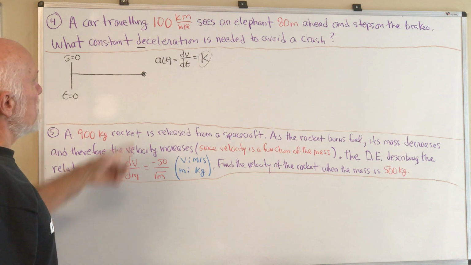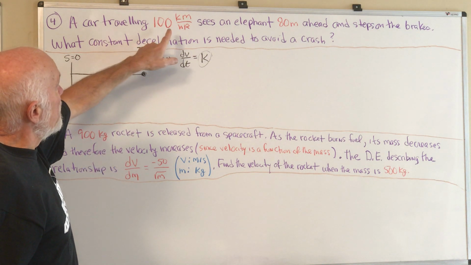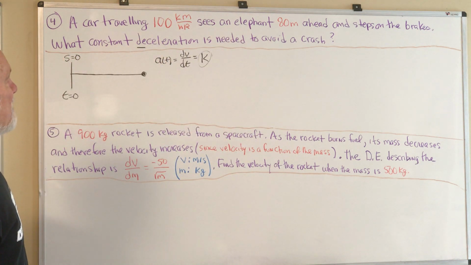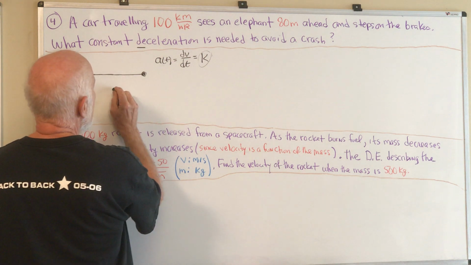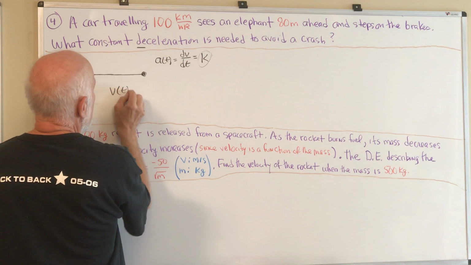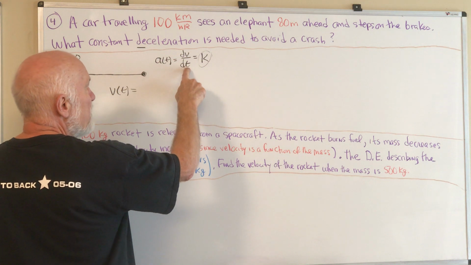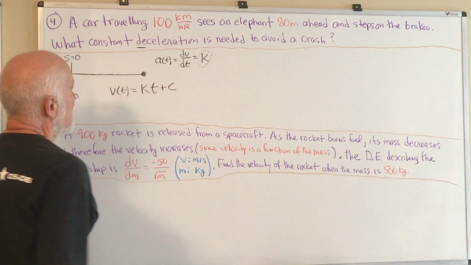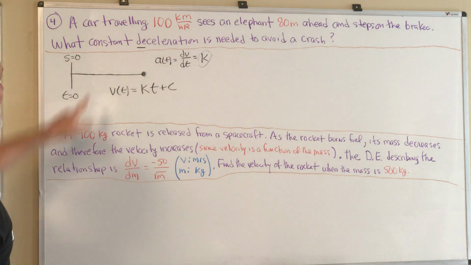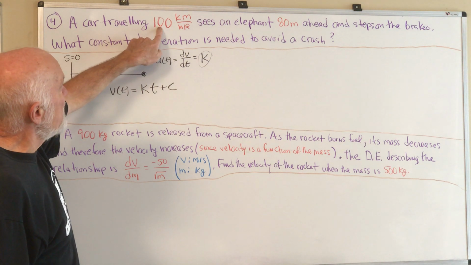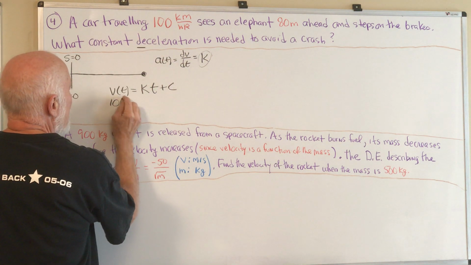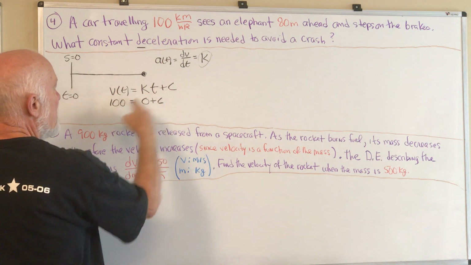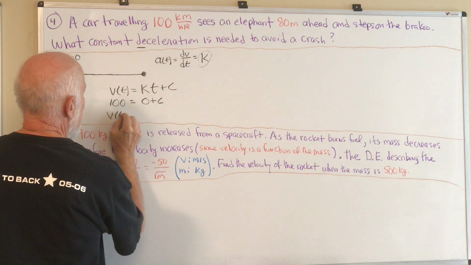But we don't have any information about the acceleration. We have something about velocities and positions of the vehicle. So let's work backwards. What's the velocity going to be? The antiderivative of dv dt would be kt plus c. And what do we know about the velocity? At time 0, when you first see the elephant, your velocity is 100. And that's at time 0. So c turns out to be 100.